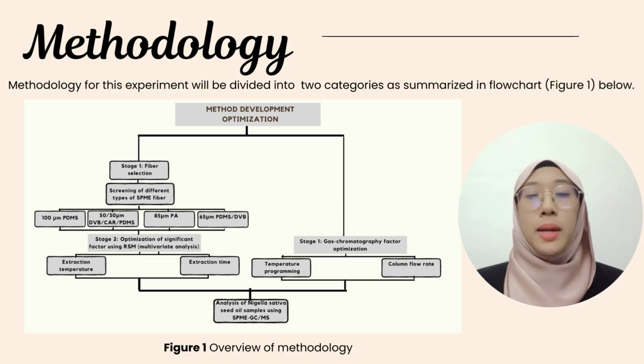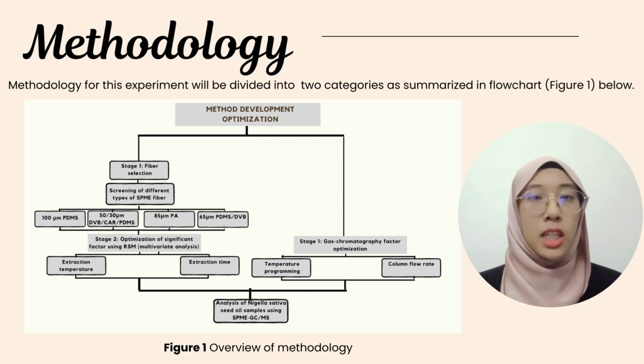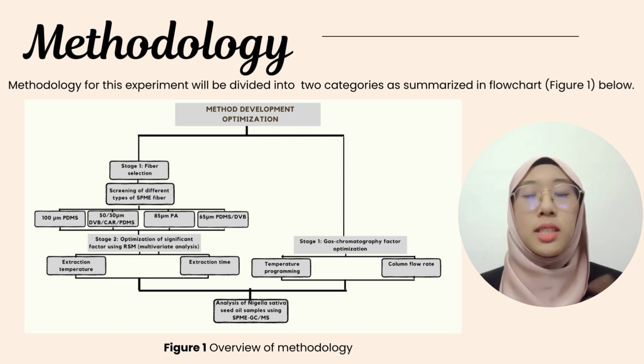Next is the overview of the method development. As we can see here, the optimization is divided into two parts. The first is the gas chromatography parameters, which are the oven temperature and carrier gas flow rate. The second is the SPME parameters, starting with two stages: first, determining the most efficient SPME fiber from four different types of fiber.